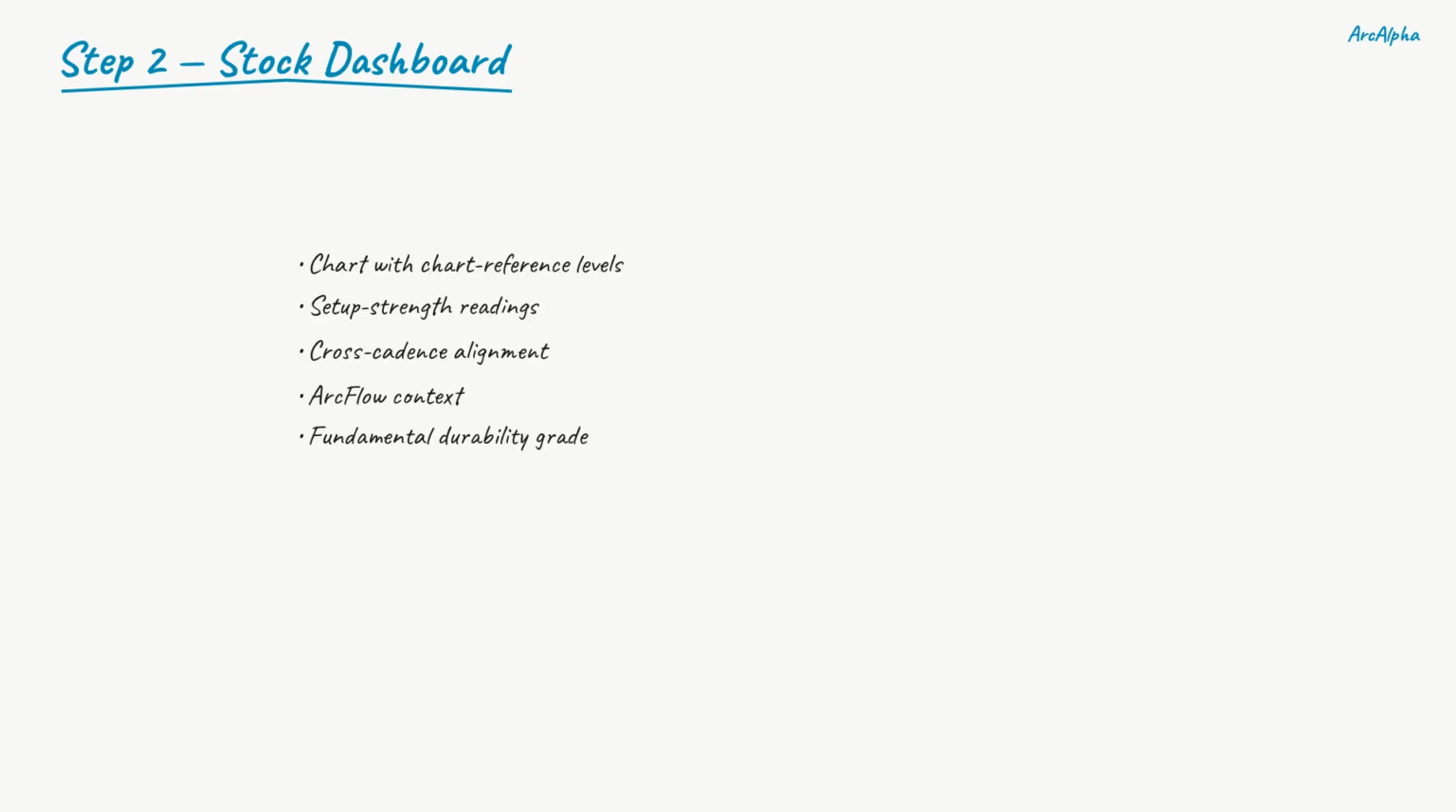Step 2, open the stock dashboard for that ticker. The stock dashboard is the unified view ArcAlpha builds for the name: the chart, with the chart reference levels overlaid, setup strength readings, cross-cadence alignment, recent arc flow context, fundamental durability grade. Look at the chart first. Where does the alert sit relative to recent structure? Are the chart reference levels in clean spots, past meaningful pivots with reasonable distance to the next reference?